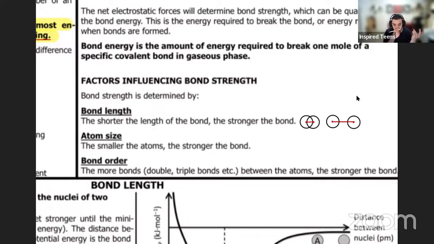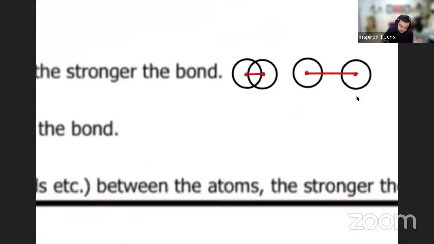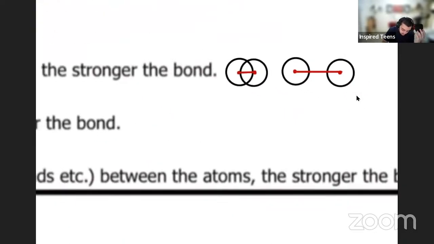Let's talk about atomic size. The smaller the atom, the stronger the bond. The reason for this is that the smaller the atom, the closer the bond is to one another. So let's do this in terms of an example. So let's just say we have this here.